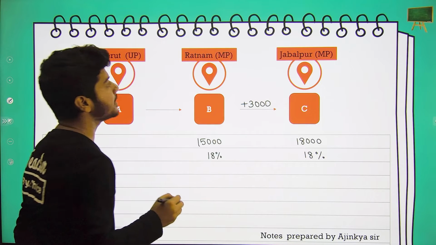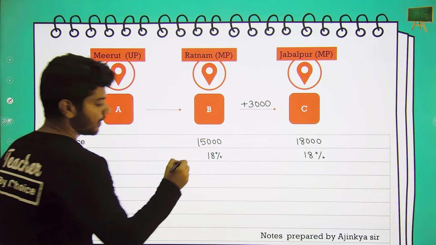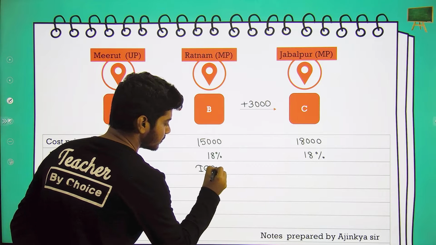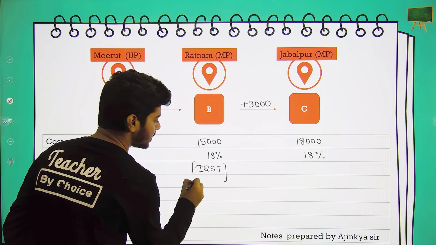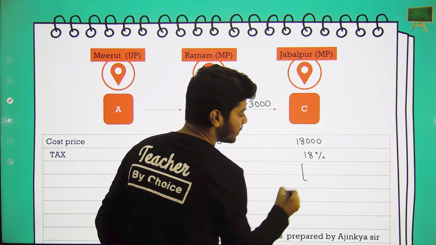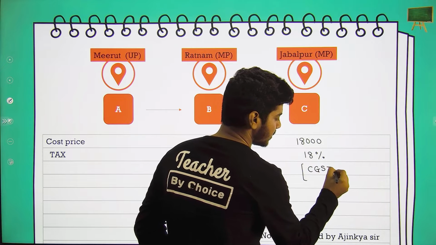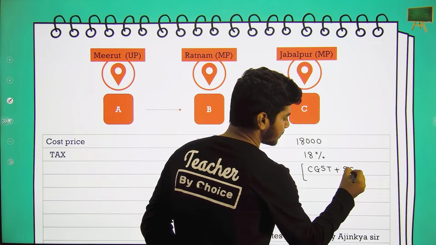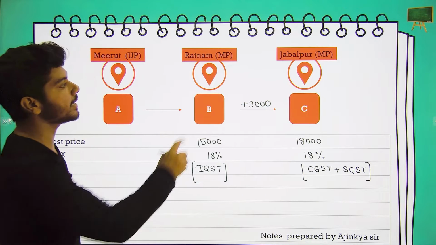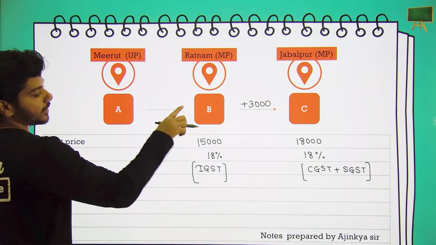Okay, but let's see what is IGST. In this case, it will be IGST. Why IGST? Because there is change of state. And in this case, it would be CGST plus SGST. Why are such things happening? Because here there is no change of state, but here there is change of state, right?